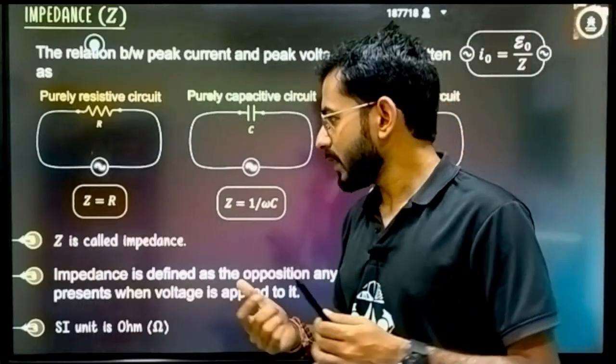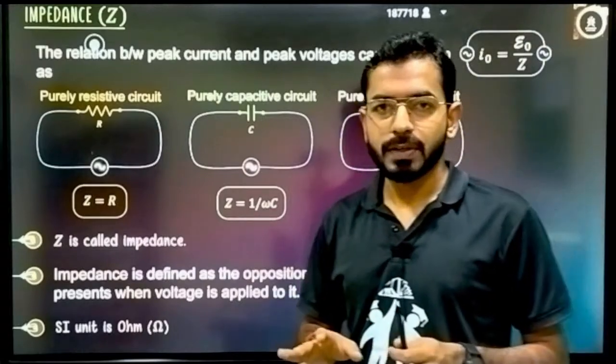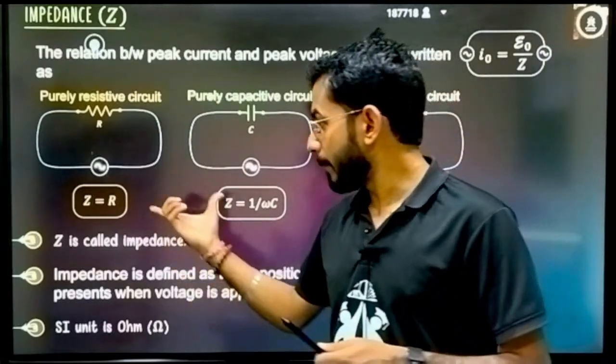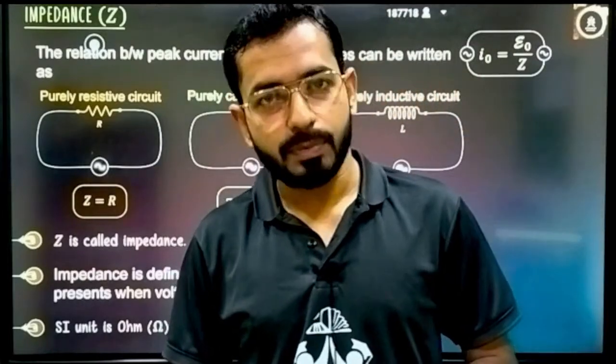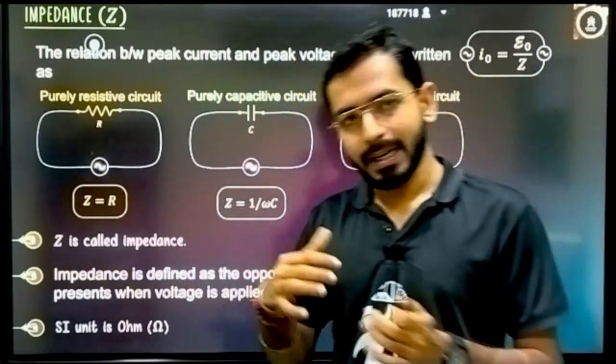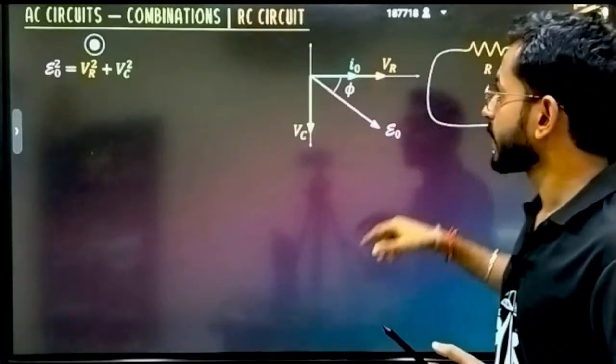The interesting thing is, if it is purely resistive, it is very clear. If it is purely capacitive, that is also very clear. But what will happen if I combine these two? How much net resistance will it offer? That is the actual question, and that is the next portion we are going to discuss in this chapter. It is very interesting. Just be with me.